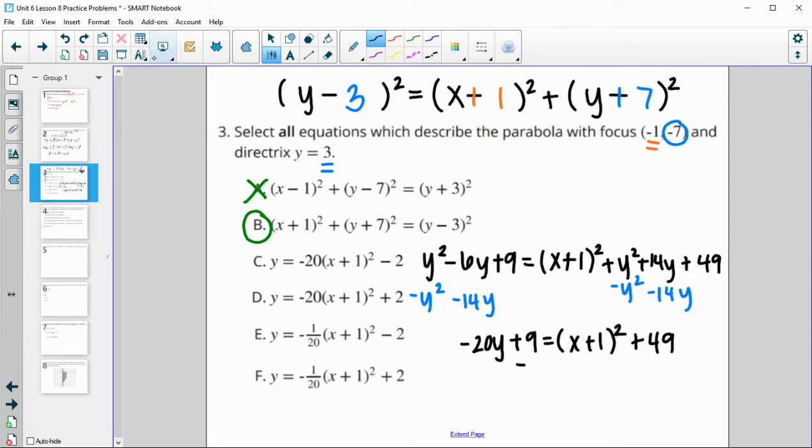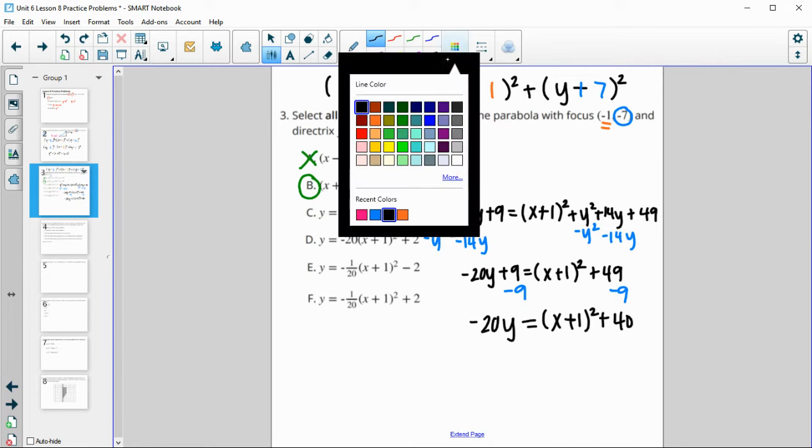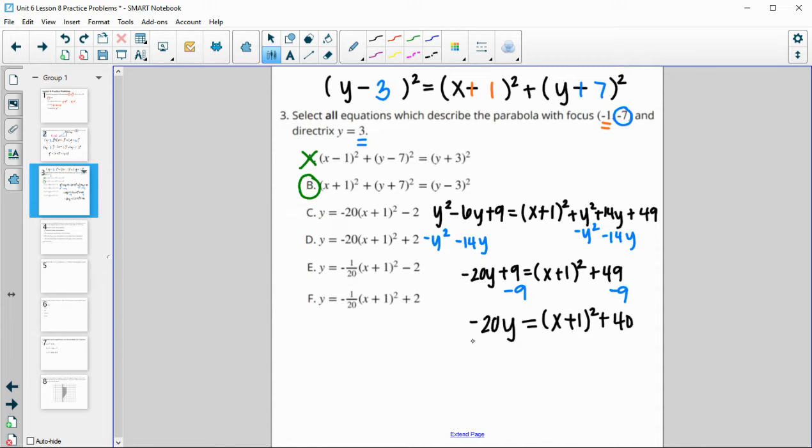So then we'll subtract 9 from both sides, so we can get those constant numbers together. So then we end up with negative 20y. 9 minus 9 is 0. x plus 1 squared. 49 minus 9 is 40. So then we'll divide by negative 20 to get the y by itself. And you'll do that to each term on the right-hand side.